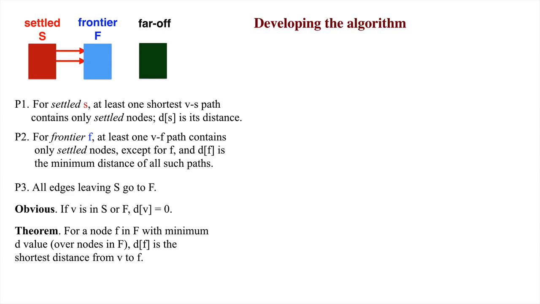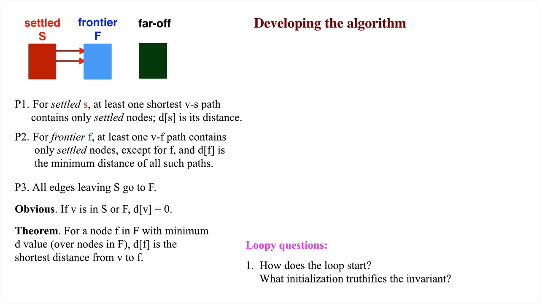We now develop the algorithm from the invariant and the theorem. The algorithm will be a loop with initialization. Each iteration of the loop will place one more node into the settled set. The first loopy question is, what should be done to truthify the invariant? Stop the video and figure this out for yourself, then continue.